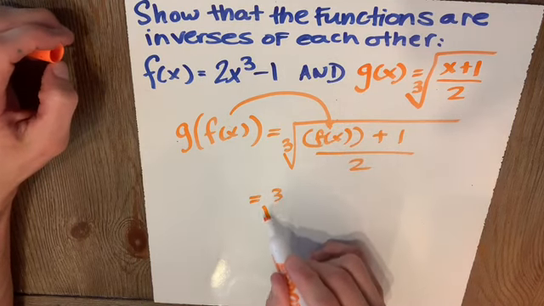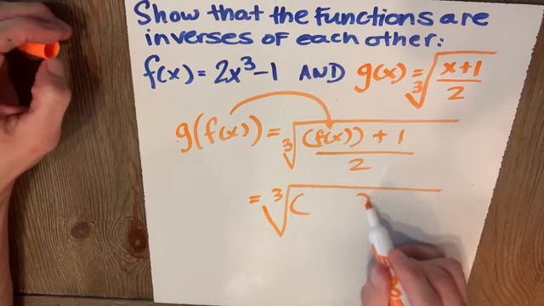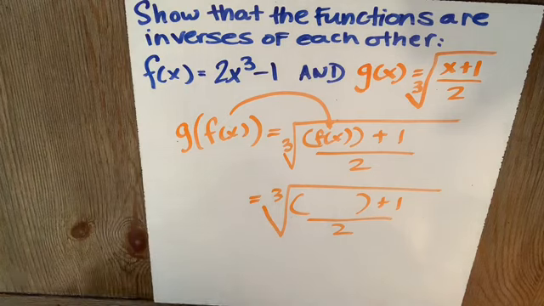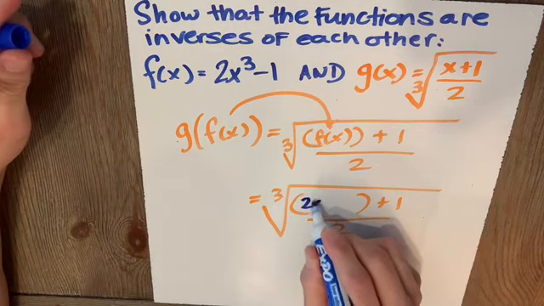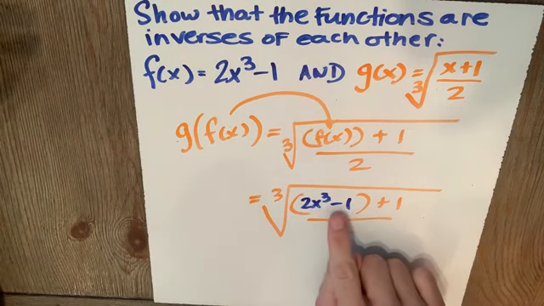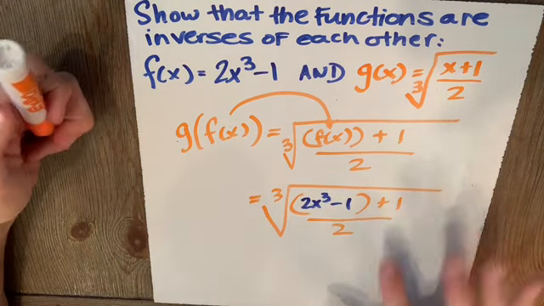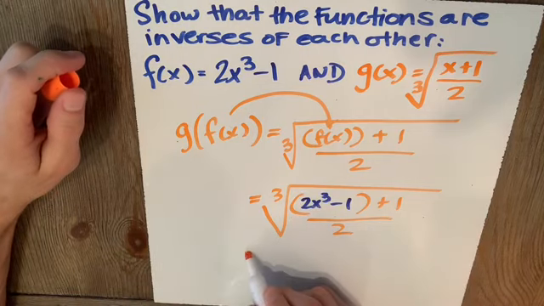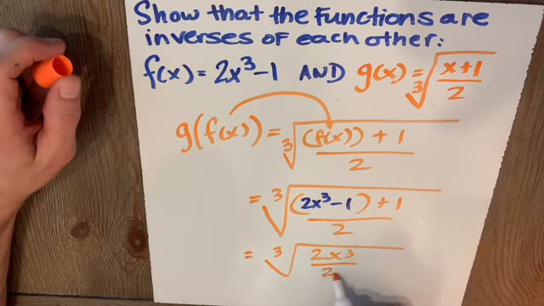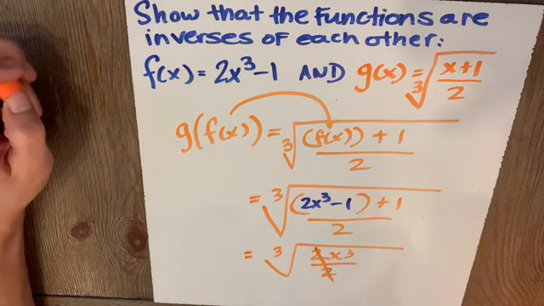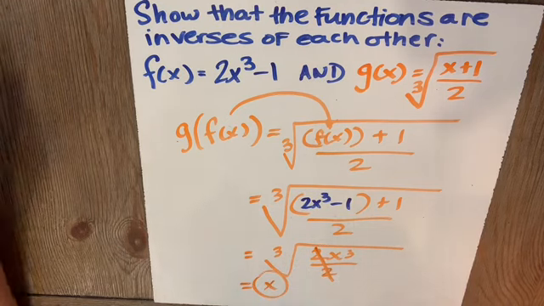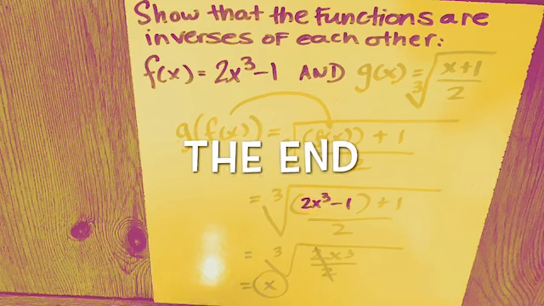So this is equal to the cube root of something plus 1 divided by 2. And the something we're going to put in here is f of x, which is equal to 2x cubed minus 1. All right? So 2x cubed minus 1 plus 1, the minus 1 and the plus 1 are going to cancel. So this gives us the cube root of 2x cubed divided by 2. And those 2's will cancel. So I'm taking the cube root of x cubed, which is obviously x. And now we're buttoned up tight. We know that these are inverses of each other.